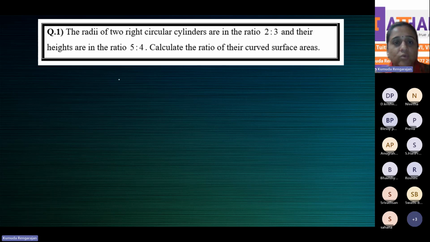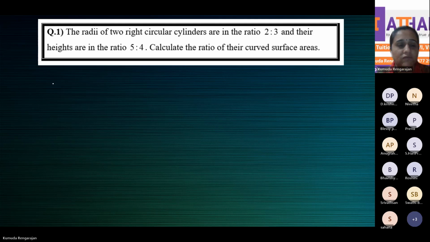The radii of 2 right circular cylinders are in the ratio 2:3. Okay, so there are 2 right circular cylinders, and the ratio of the radii is 2:3, and their heights are in the ratio 5:4. Calculate the ratio of their curved surface areas.